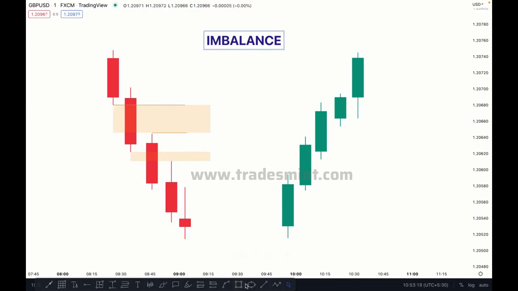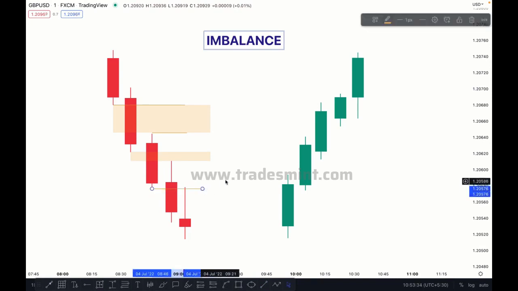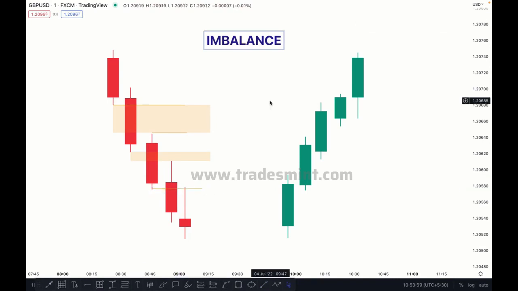Now let's move a little bit lower. As you can see here, this low and this high is already mitigated, so there is no imbalance left. As you can see here, there is no imbalance, so this one is also mitigated. The same thing applies in a bullish market.